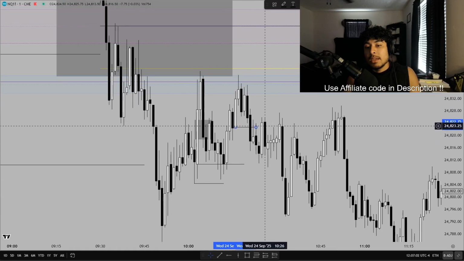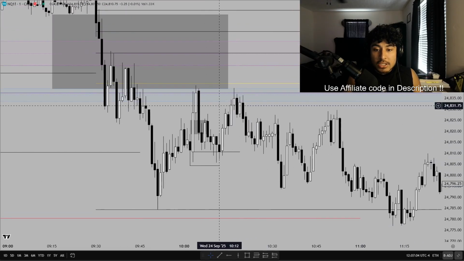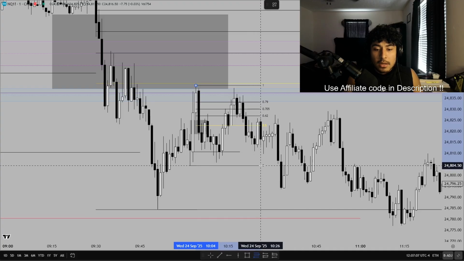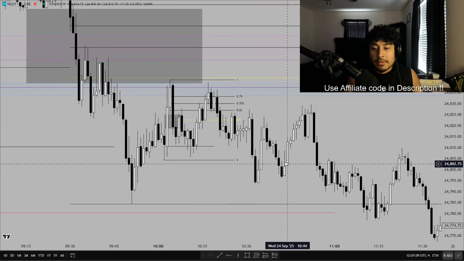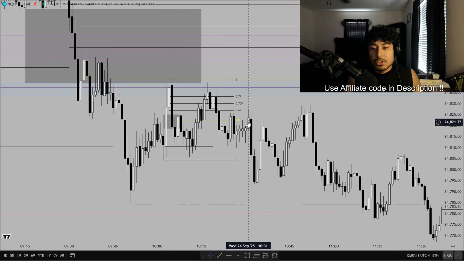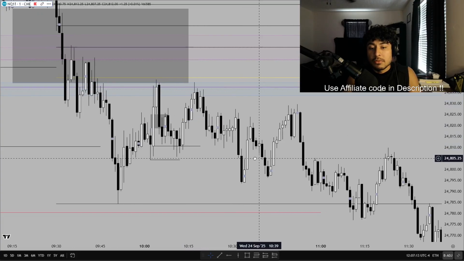But again, the market was in a very choppy condition. It was inside of a range here from this high to this low for a very long time until we broke out of it. And then eventually you can see we were just chopping, hitting equilibrium. And then we started to move down lower.